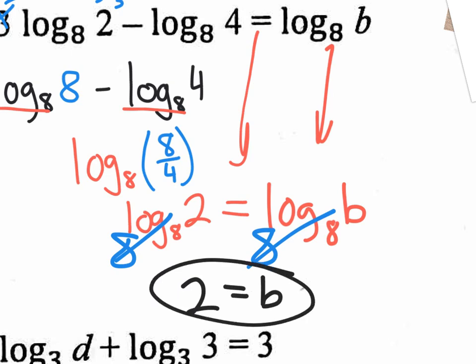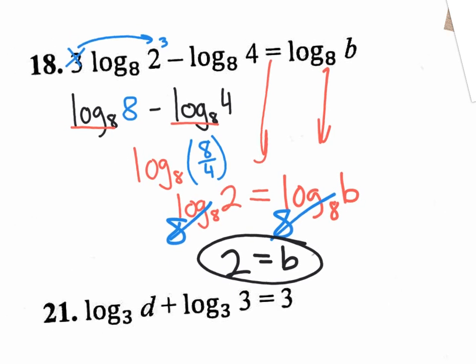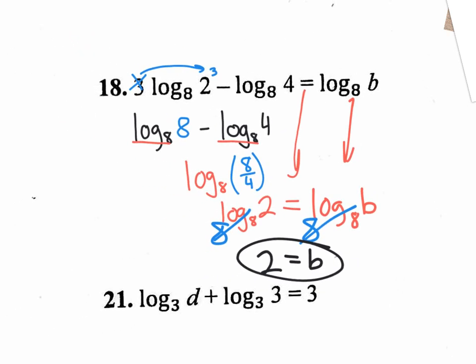Ta-da! Of course, we need to double check it. We need to substitute and make sure there's no negative values inside the logarithms. 2, where do I plug it in? There's no variable, just right here. And this is going to be the logarithm of 2. That's fine. As long as it's not negative, we're good.